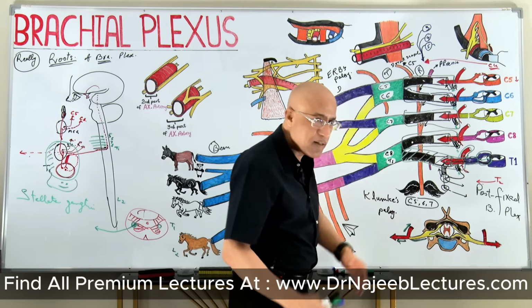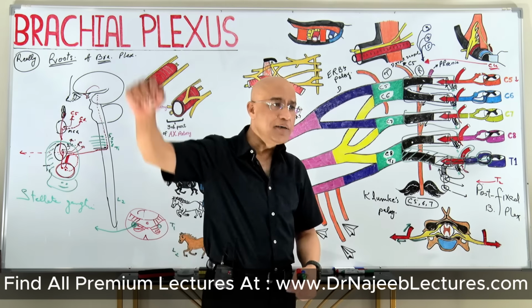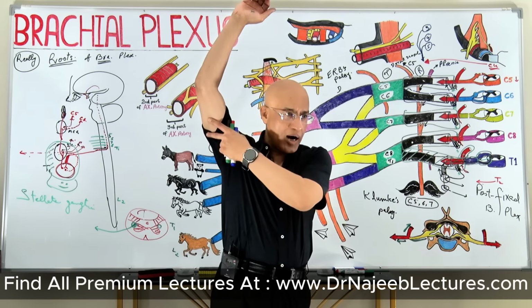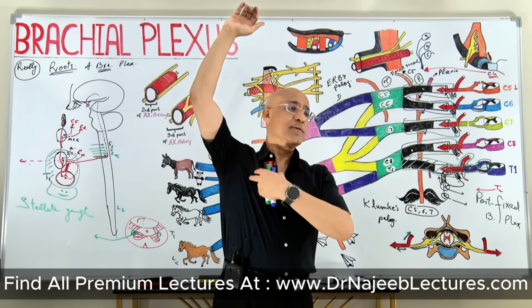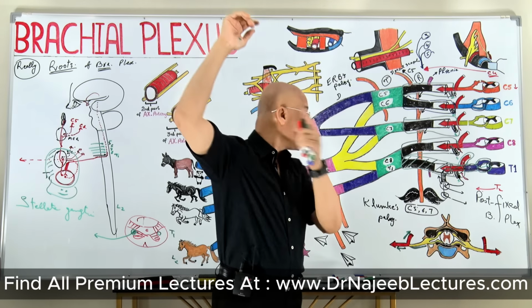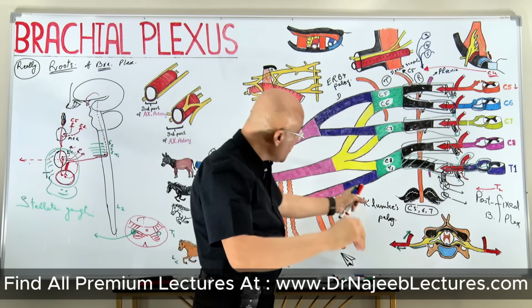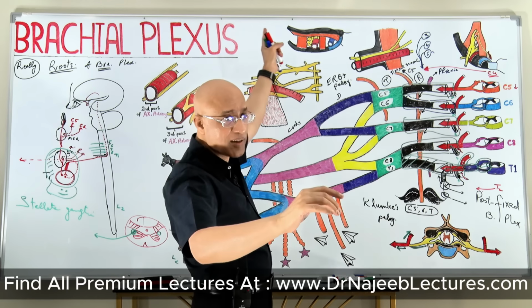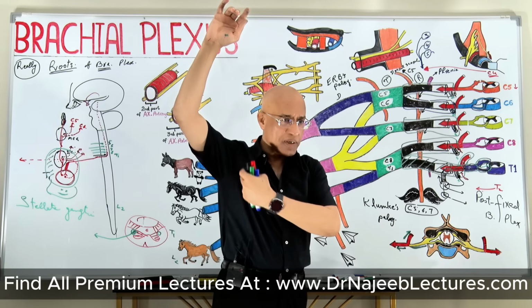If we come here, someone has undue abduction, separation of the arm from the trunk, too much. Now here, this is going down. If the arm is going too much up, then this will be overstretched, which is the lower trunk.